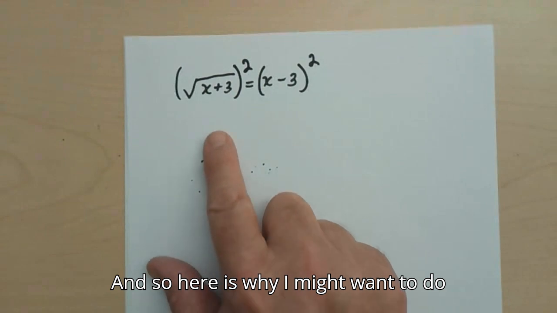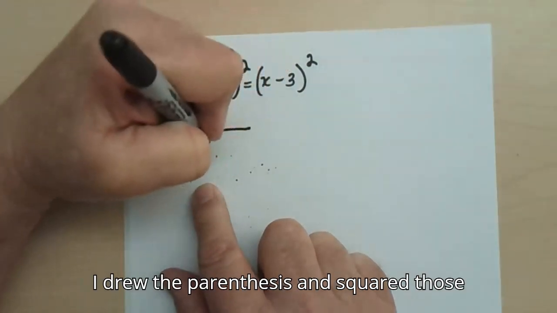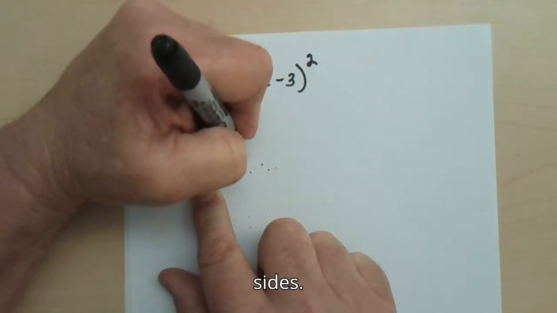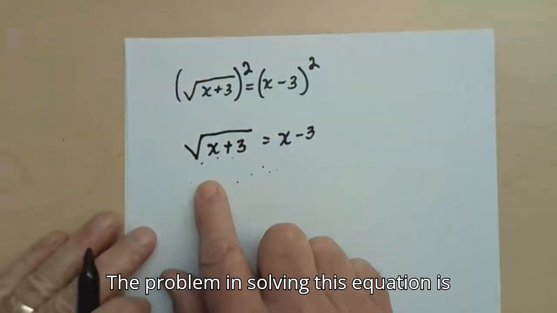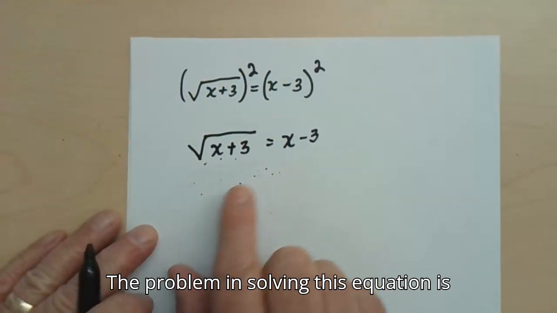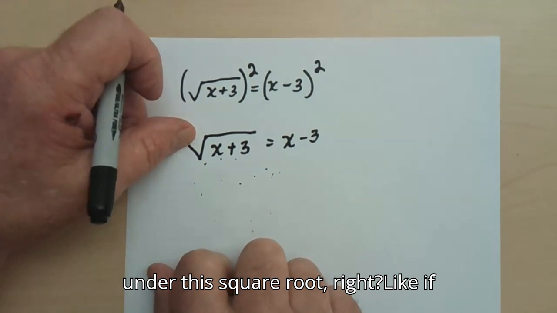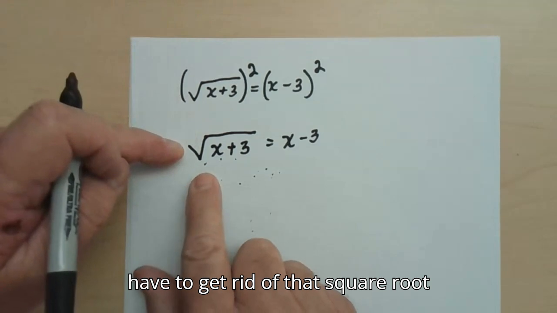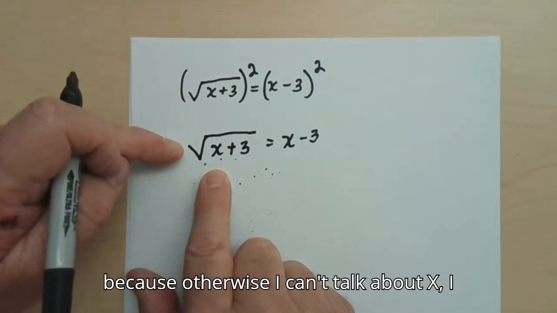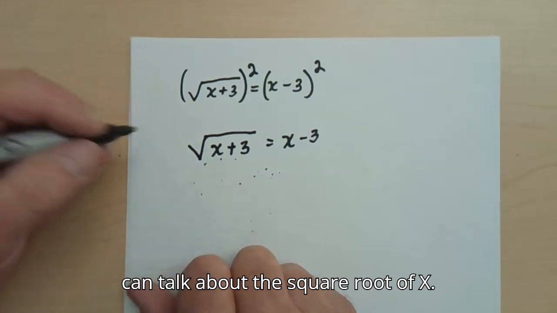And so here's why I might want to do that. Because if you look at this before I drew the parentheses and squared those sides, the problem in solving this equation is going to be that I've got this x trapped under this square root, right? Like if I'm going to find x, I'm going to somehow have to get rid of that square root, because otherwise I can't talk about x. I can talk about the square root of x.